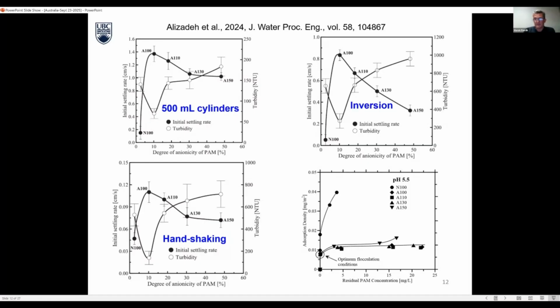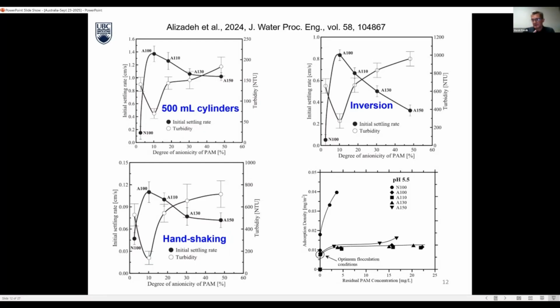So these two pieces of information together tell us something about which of these are the best. That's a guideline for flocculation of fine silica and fine quartz. You need a weakly anionic polymer, because anything less or more anionic will basically give you inferior results.